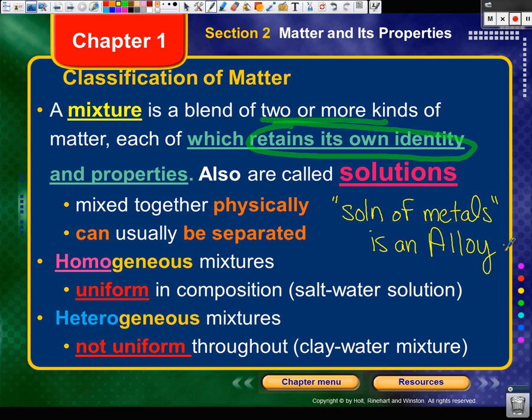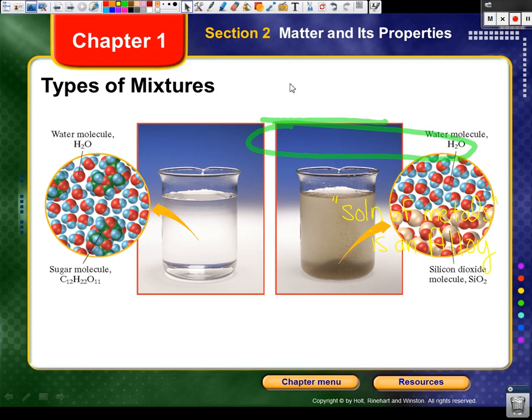Okay, so homogeneous mixtures means they are uniform, such as saltwater solution. Heterogeneous mixtures are not uniform, such as clay water. You can definitely tell the difference between the water and the clay particles. Okay, again, prime example of kind of what's going on here.